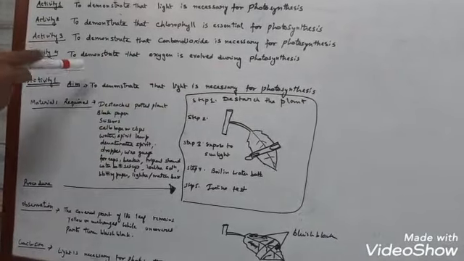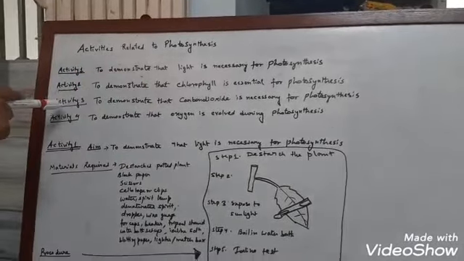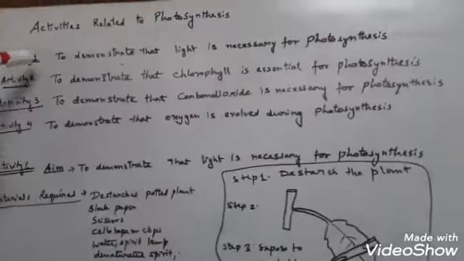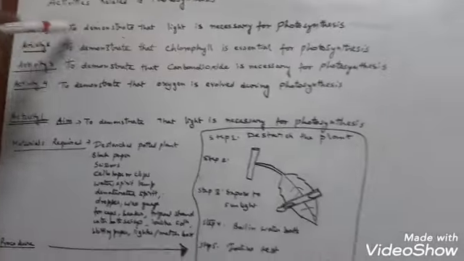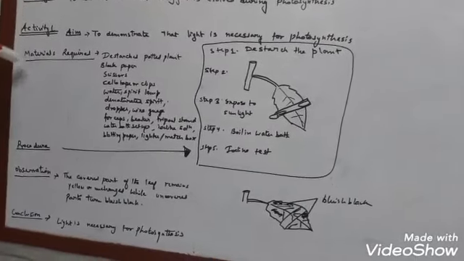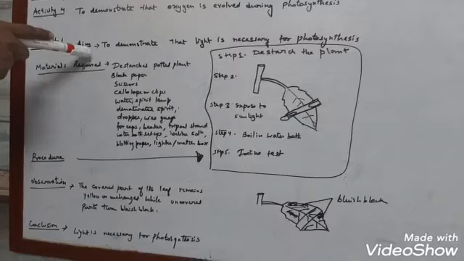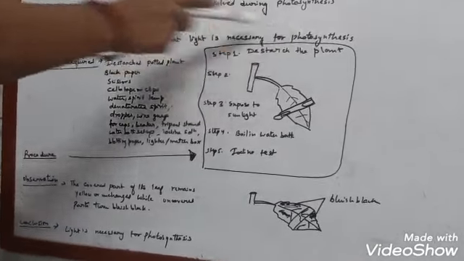Now you can see in your NCERT book, you can find activity 2 and activity 3. Activity 1 and 4 are not mentioned in the NCERT book, but you can read these activities, and I am just describing activities 1 to 4. So the first activity, the aim is to demonstrate that light is necessary for photosynthesis.